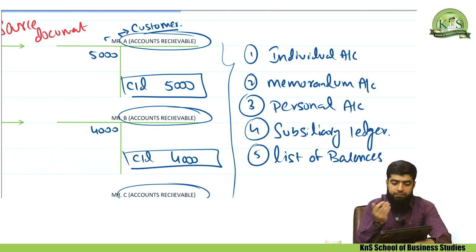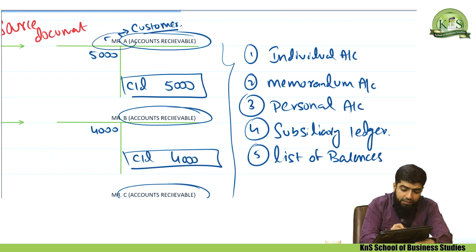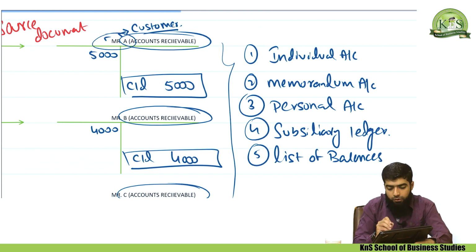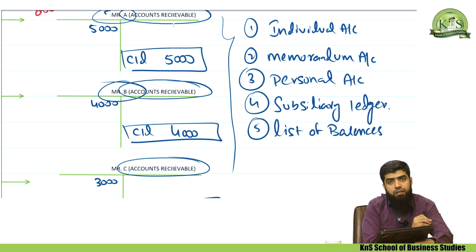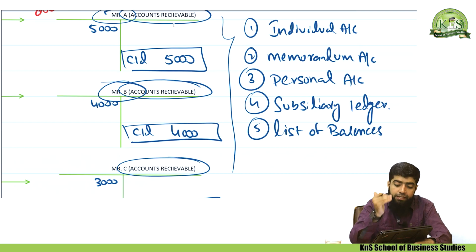Let me tell you, that is the individual account of Mr. A. It's a memorandum account of Mr. A, a personal account of Mr. A, a subsidiary ledger of Mr. A, a list of balances of Mr. A. And this is the individual account of Mr. B, memorandum account of Mr. B, personal account of Mr. B, subsidiary ledger of Mr. B, and the list of balances of Mr. B.